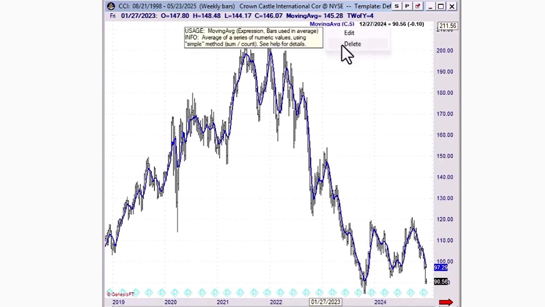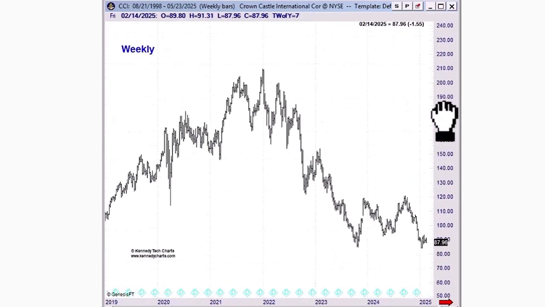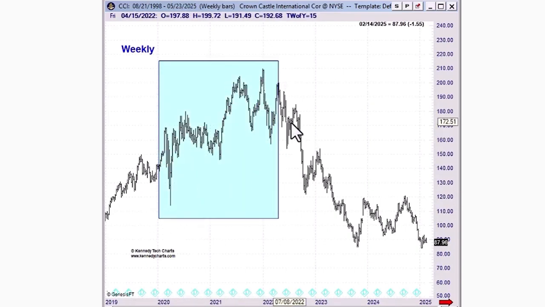Okay, going back to this price chart here, essentially what I'm looking at is the price action between 2020 and over into the high here in late 2021, early 2022. And you can clearly follow along.